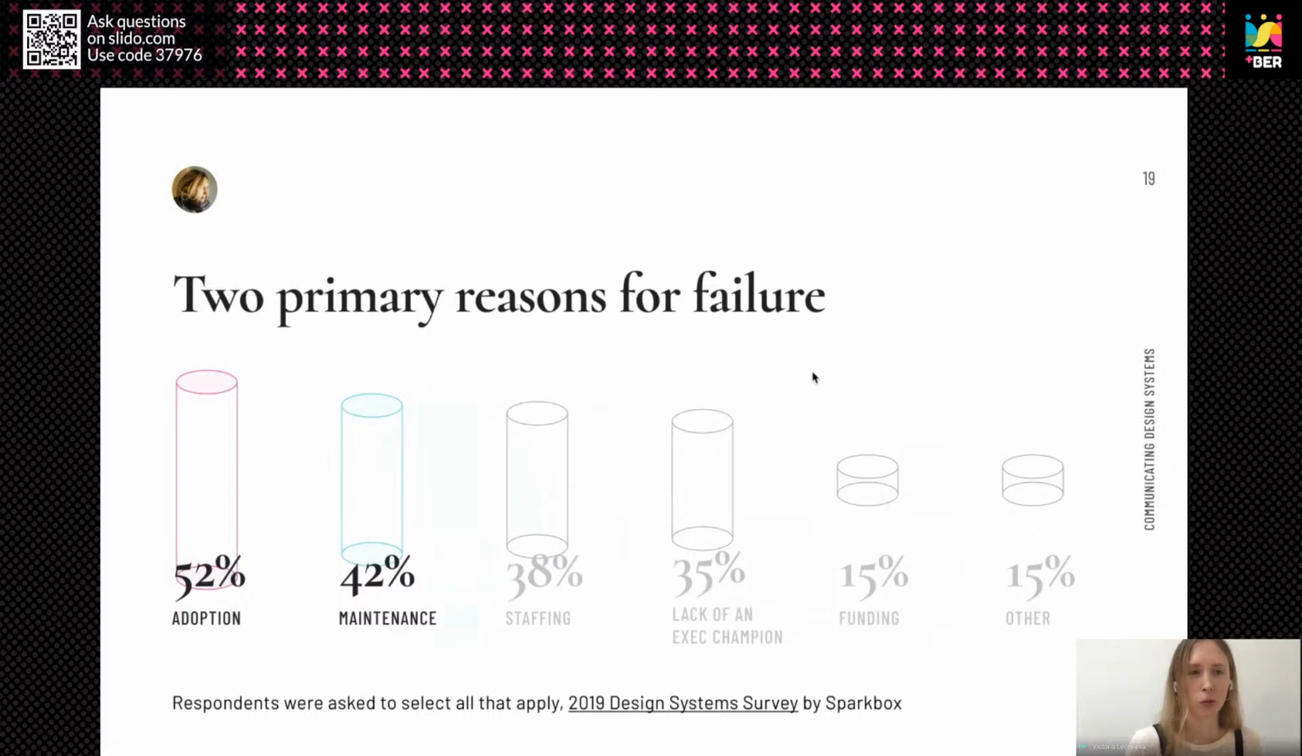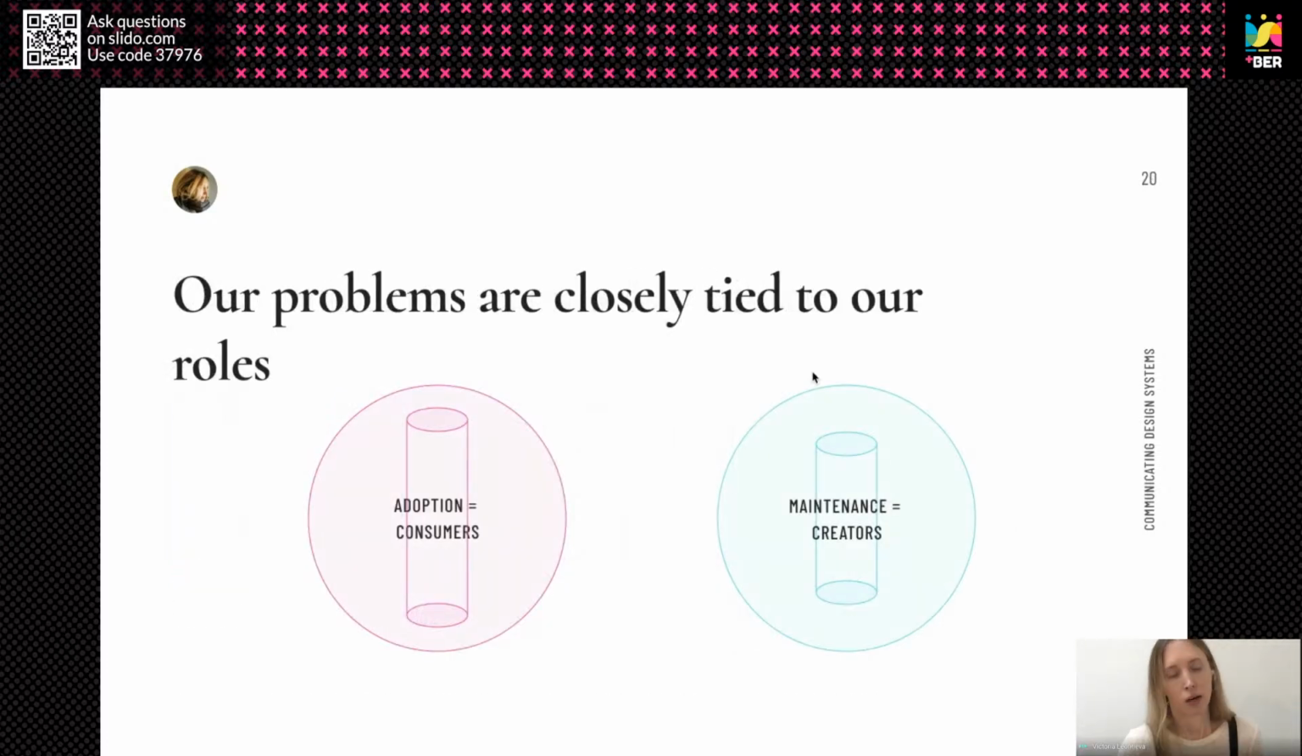This is another part of the same survey, where respondents were asked to select all that apply for the two primary reasons for failure of their design systems. One is adoption, and the other one is maintenance. Our problems are closely tied to our roles. Adoption means you're experiencing difficulties as consumers of a design system. And maintenance means you have difficulties maintaining your design system as creators and people who support these living systems.